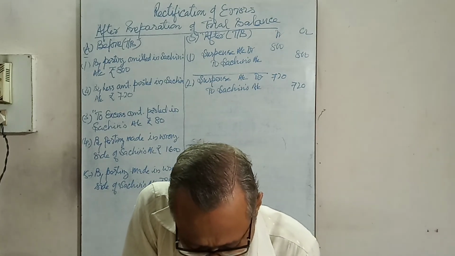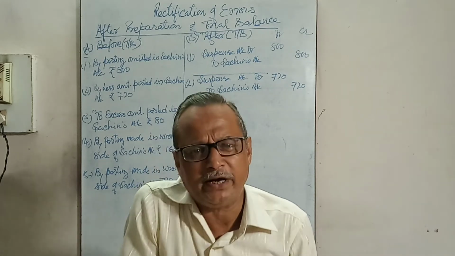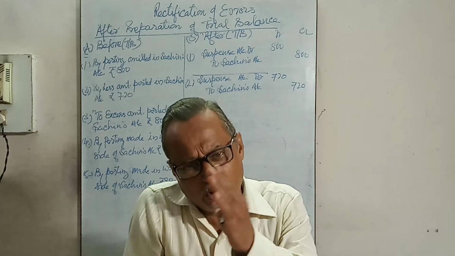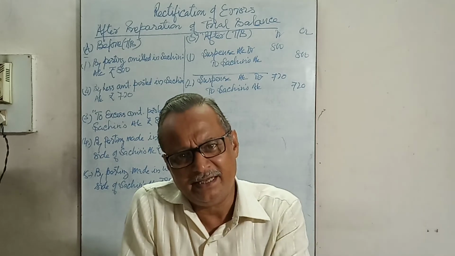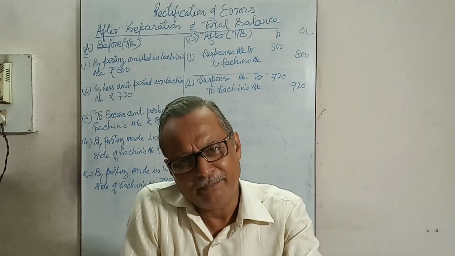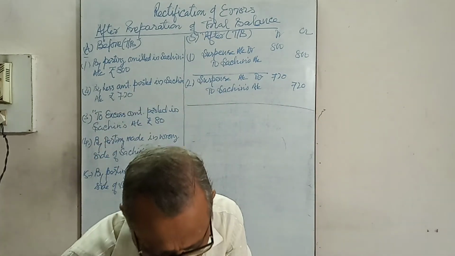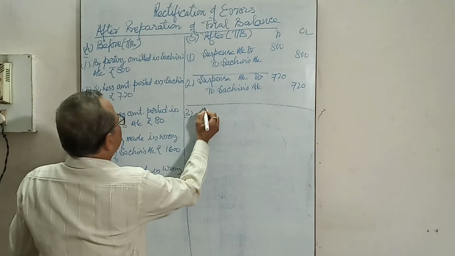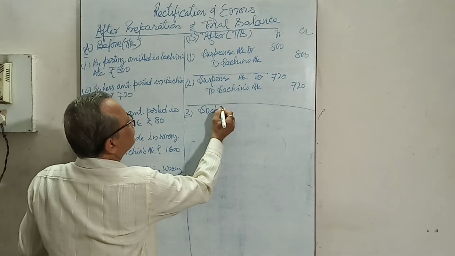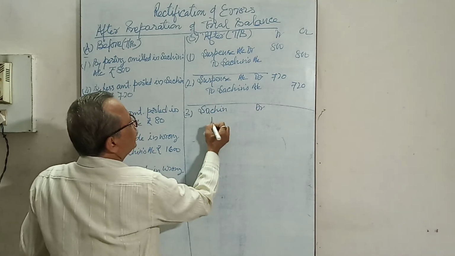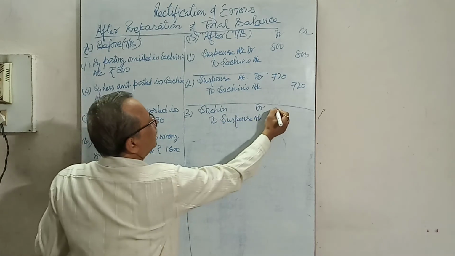Now third is goods costing 800 purchased from Sachin on credit were credited to his account 880. It was correctly credited, but the amount was wrong. Excess amount was credited. So excess by rupees 80 should be nullified by debiting the Sachin account. So here we write third, Sachin debit to suspense account 80 rupees.